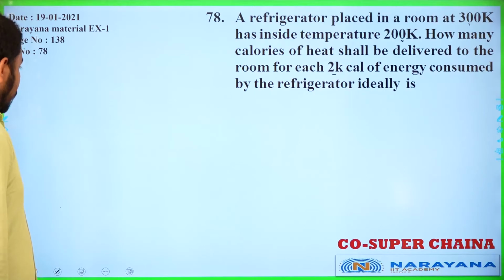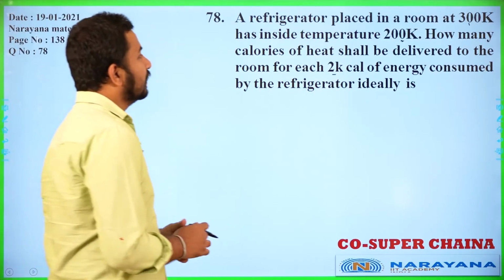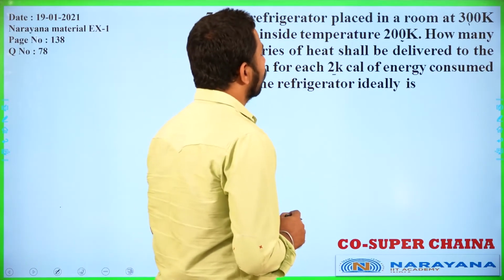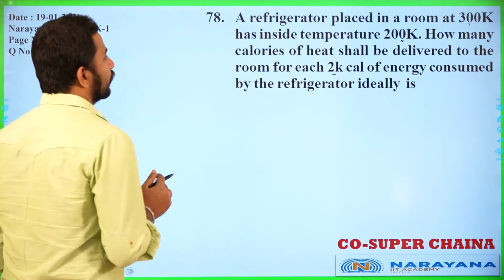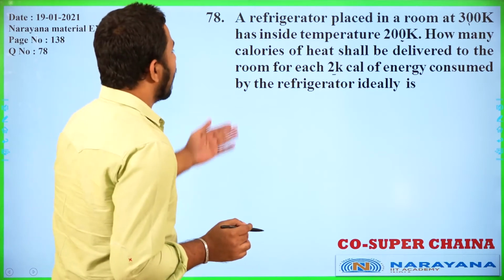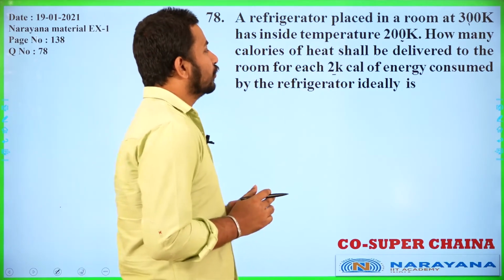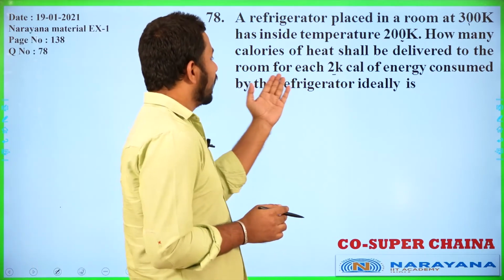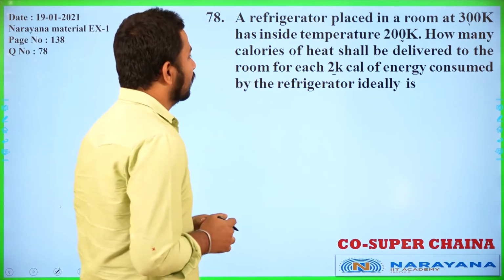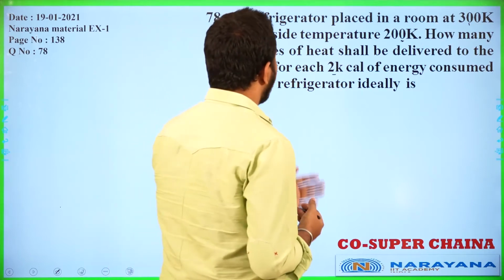So let's proceed to the next one. Here a refrigerator is placed in a room at 300 Kelvin. The inside temperature is 200 Kelvin. How many calories of heat shall be delivered to the room for each 2 kilocalories consumed by the refrigerator, ideally?